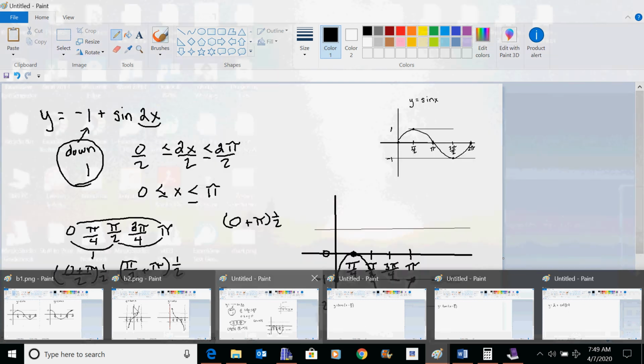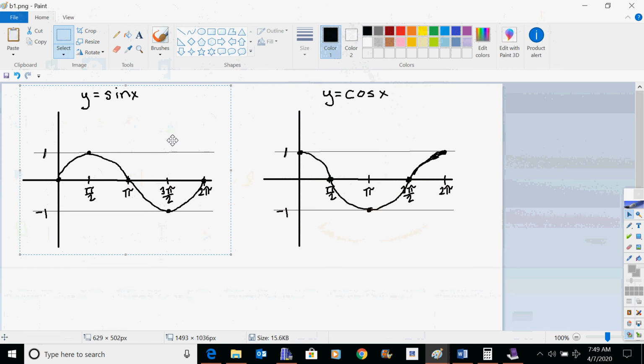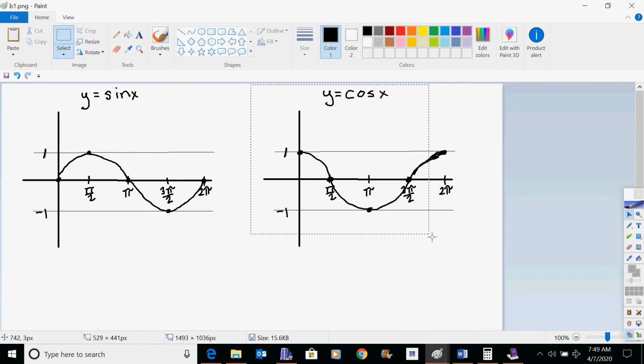My next example is a cosine graph, so I want to grab a cosine graph so that we have that there for reference. Let's grab that.